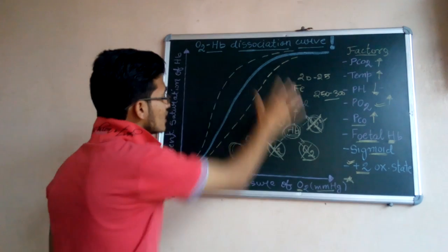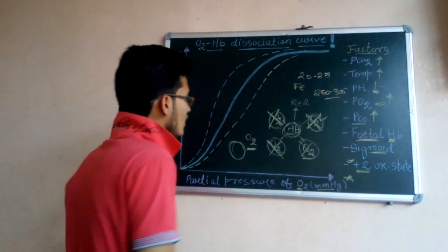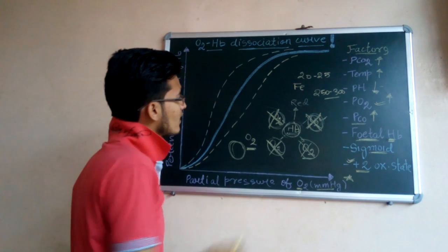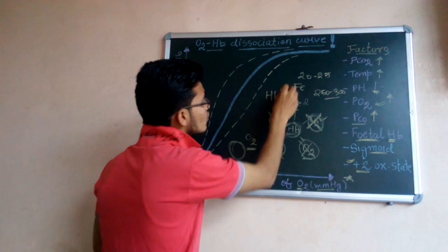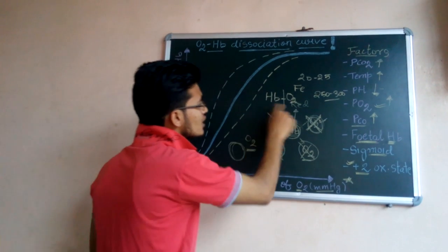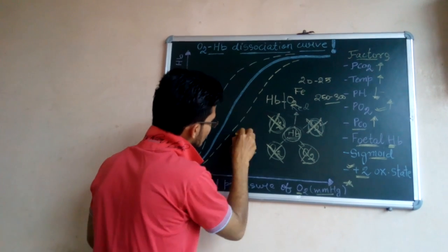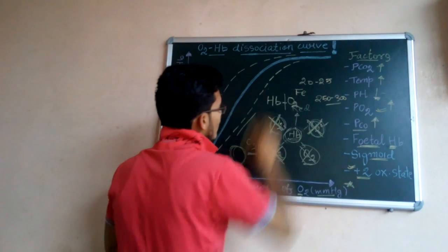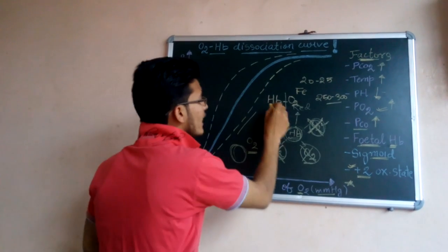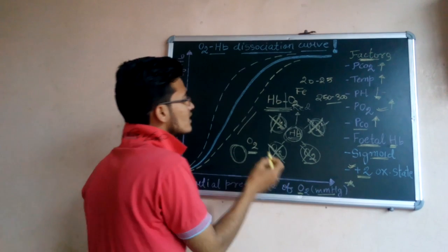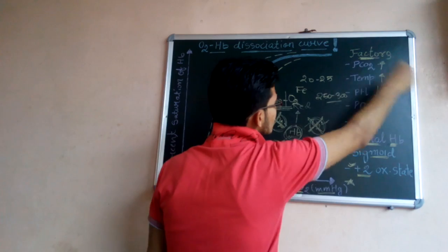So a simple trick to memorize all the factors that are affecting the oxygen dissociation curve can be: all the factors that are breaking the HbO2 bond or promoting its dissociation will turn the graph towards the right direction, this direction, and all the factors which are promoting HbO2 will turn the graph towards the left side. So we have talked about each and every factor that is affecting.